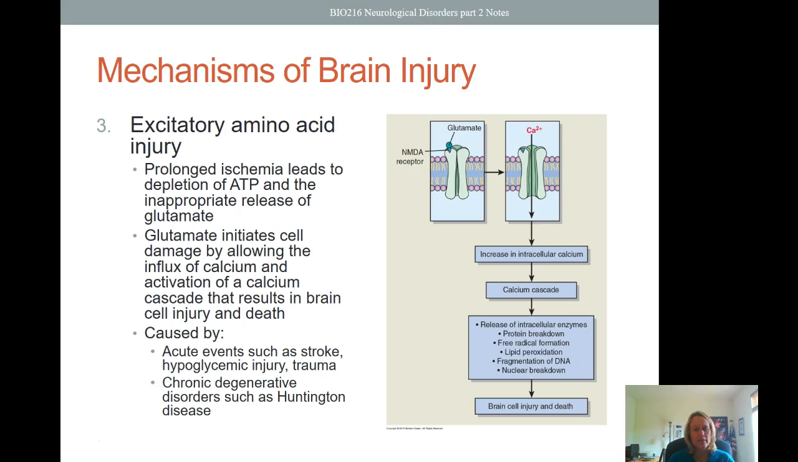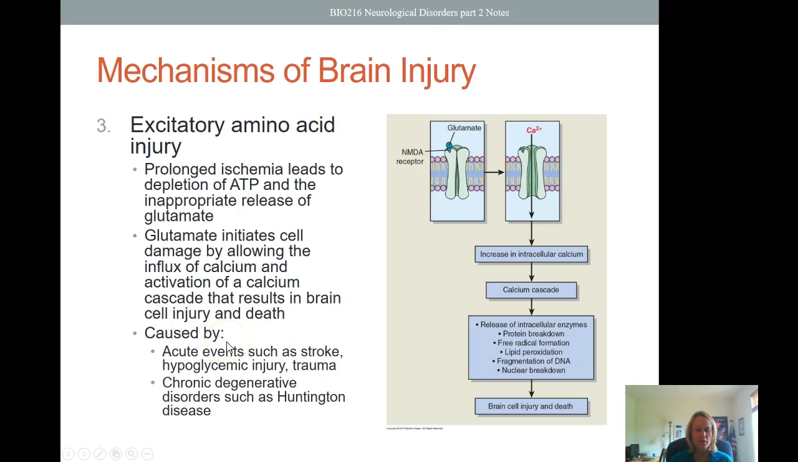Another form of injury is excitatory amino acid injury, and this occurs when we have prolonged ischemia that leads to the depletion of ATP and the inappropriate release of glutamate. Glutamate then initiates cell damage by allowing the influx of calcium, which then triggers a calcium cascade that includes things such as release of intracellular enzymes, breakdown of protein, free radical formation, lipid peroxidation, and nuclear breakdown, which can lead to brain cell injury and even death.